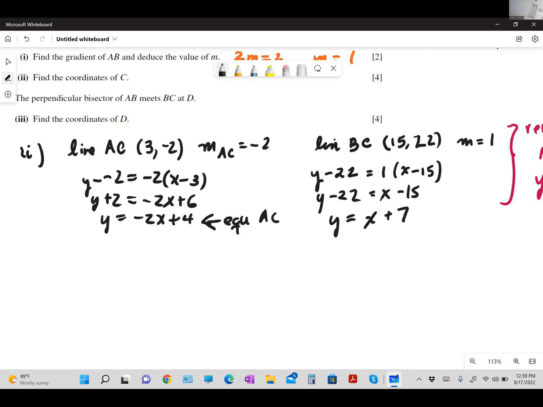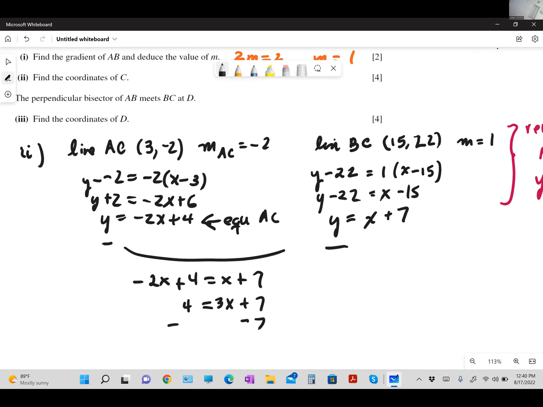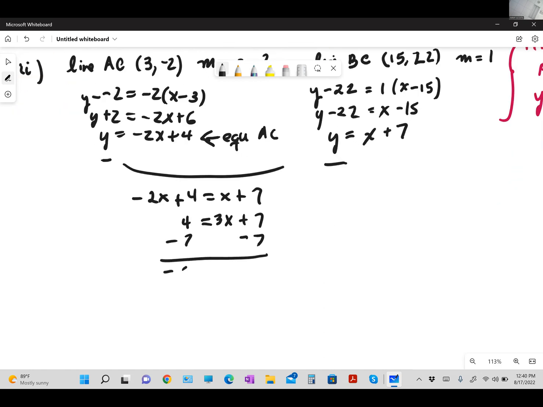Agreed? Now, do they have the same y when they cross? Yes. So let me just set them equal to each other. Negative 2x plus 4 equals x plus 7. You can explicitly do that, and then you just solve that. 3x plus 7 equals 4. Subtract the 7, that's negative 3 equals 3x. Divide by 3, divide by 3. x equals negative 1. We just found the negative 1.